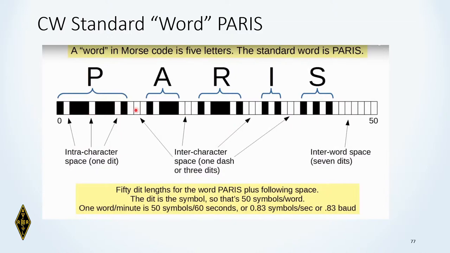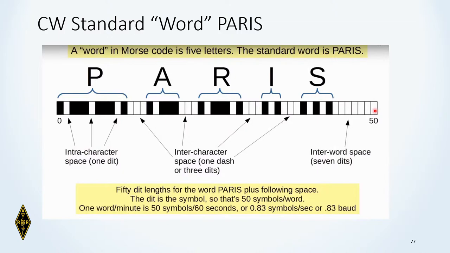And in between individual letters with properly sent Morse code, we're going to have the space of three dots. It's a timing thing. Then A is da-da, three spaces. R is da-da-dit. And when you get to the end of the word, the inter-word spacing is seven dits, seven dots. So this provides 50 dits of length for the word Paris.